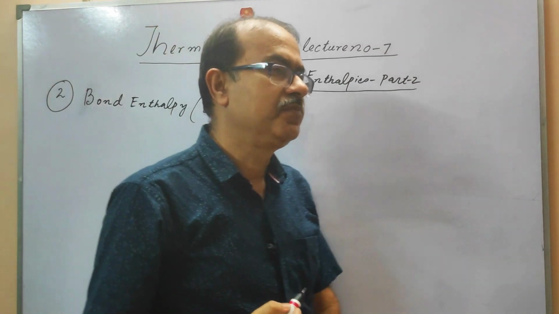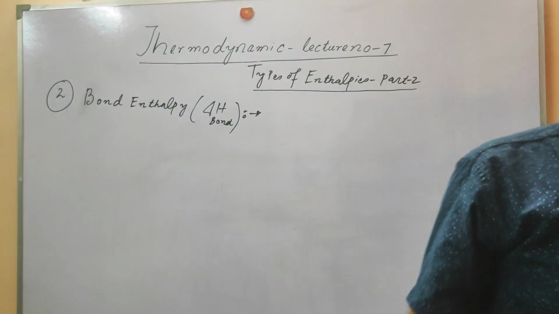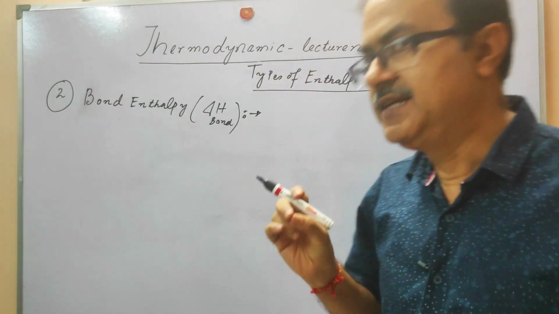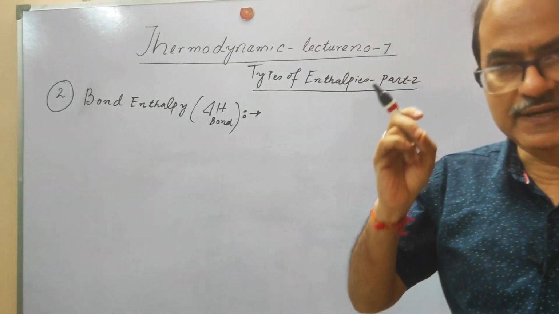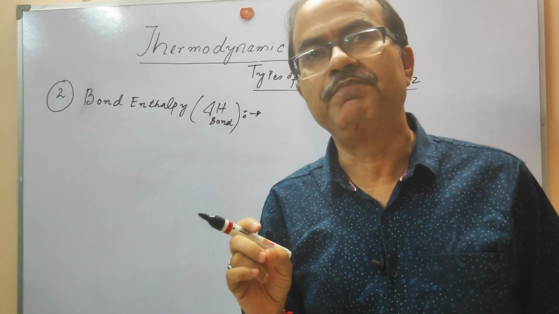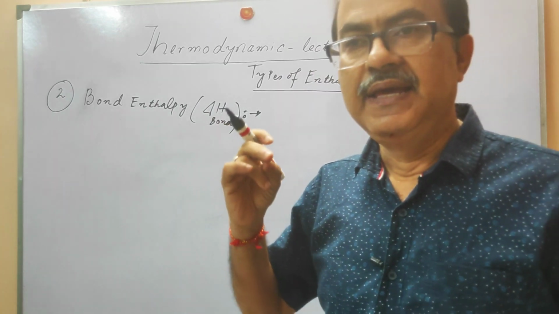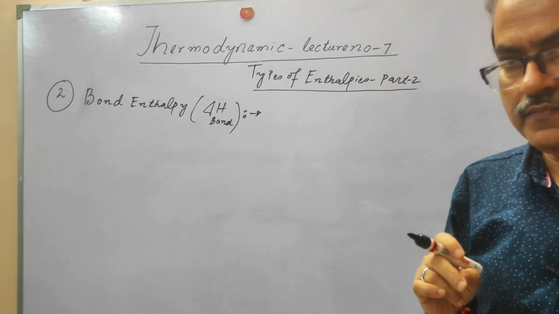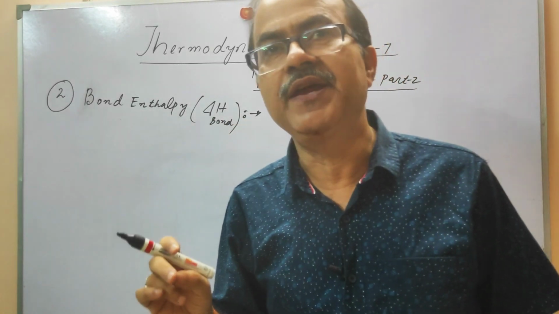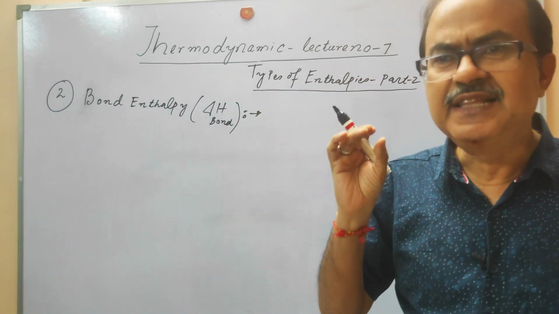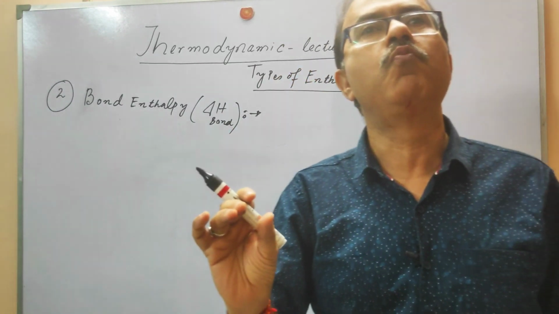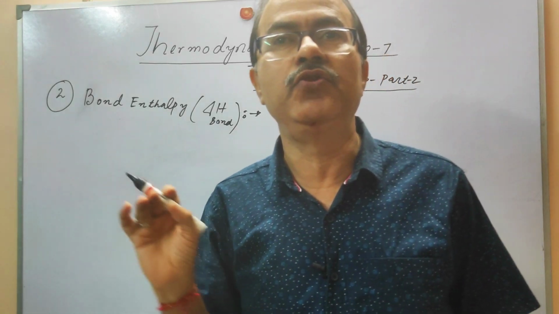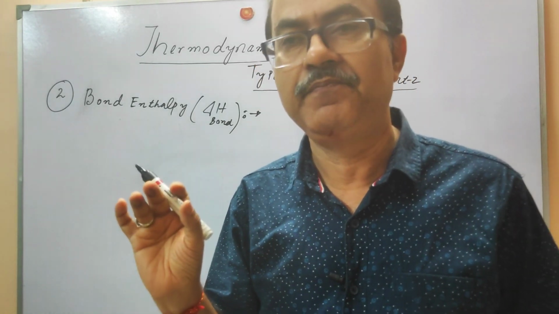Bond enthalpy, we can understand a very important thing, that it is correlated. You can relate this bond enthalpy with the heat of the reaction. Because in the reaction you will find that there is the breaking of the old bonds and creation of the new bonds normally being there.